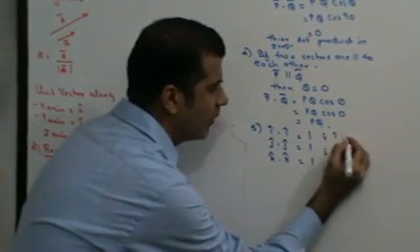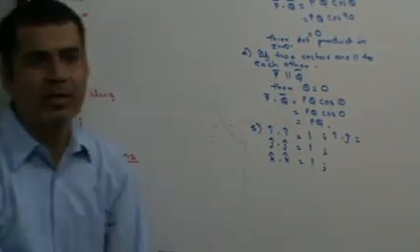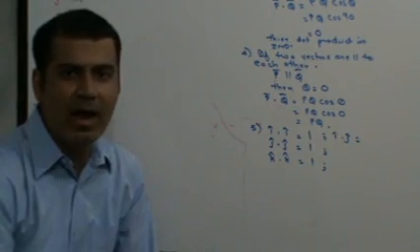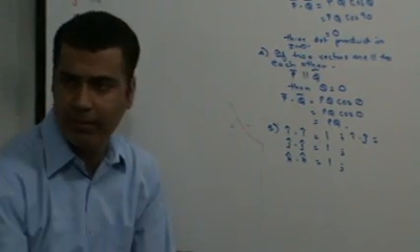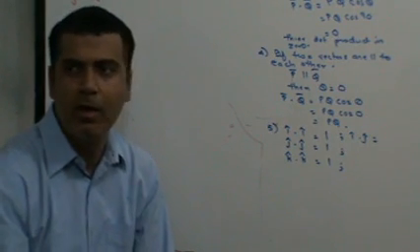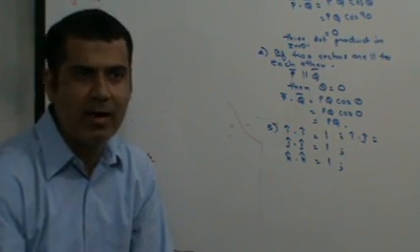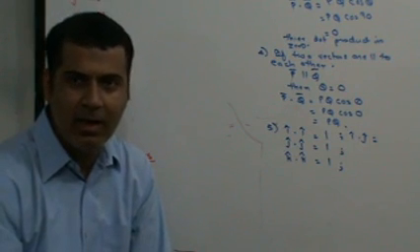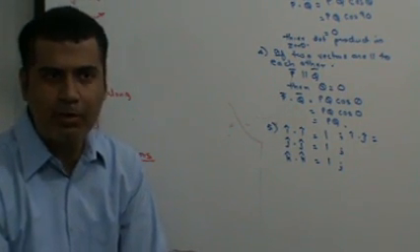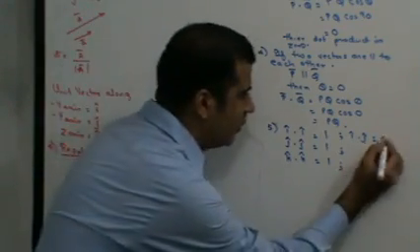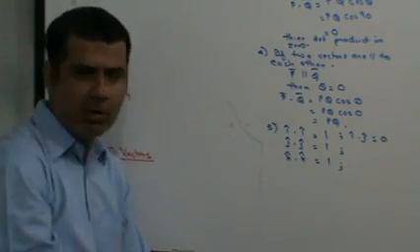what will be I vector dot J vector? Now, what is I vector and J vector? I vector is the unit vector along the x-axis, J vector is the unit vector along the y-axis. What is the angle between the x-axis and y-axis? 90 degrees. And we just said that if the angle between two vectors is 90, then the product is going to be 0. So I vector dot J vector is going to be 0.